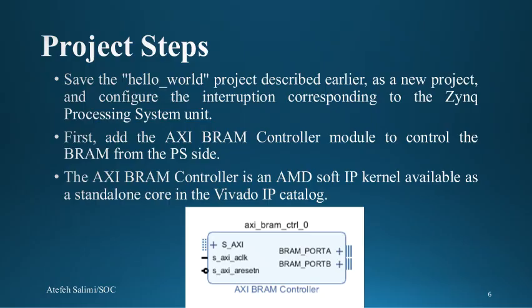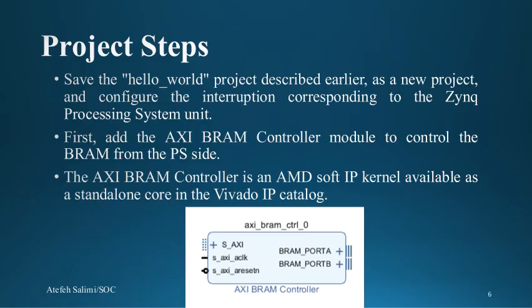AXI BRAM Controller is the main block that you use to control the BRAM from the PS side. And as you could see, the IP has the configuration which looks like this one. And if you want to use dual port, you could.